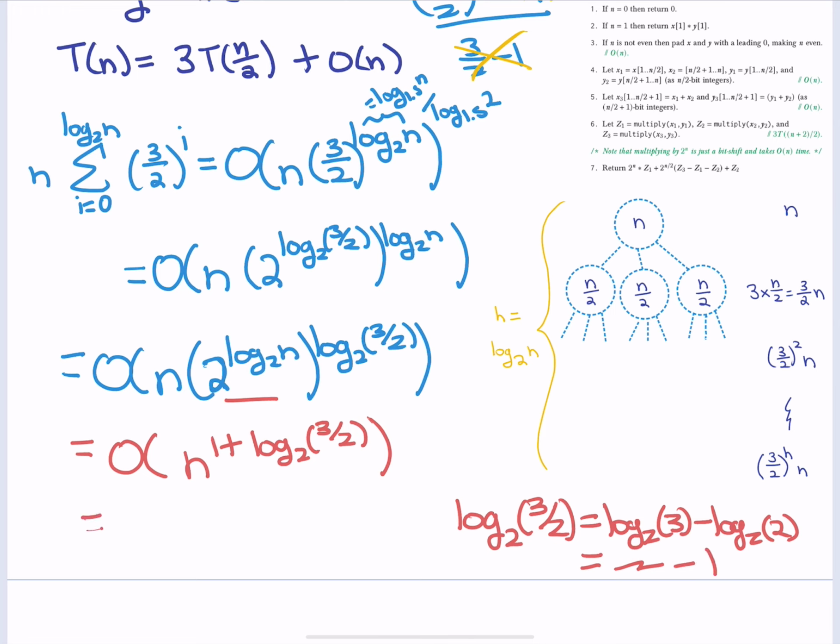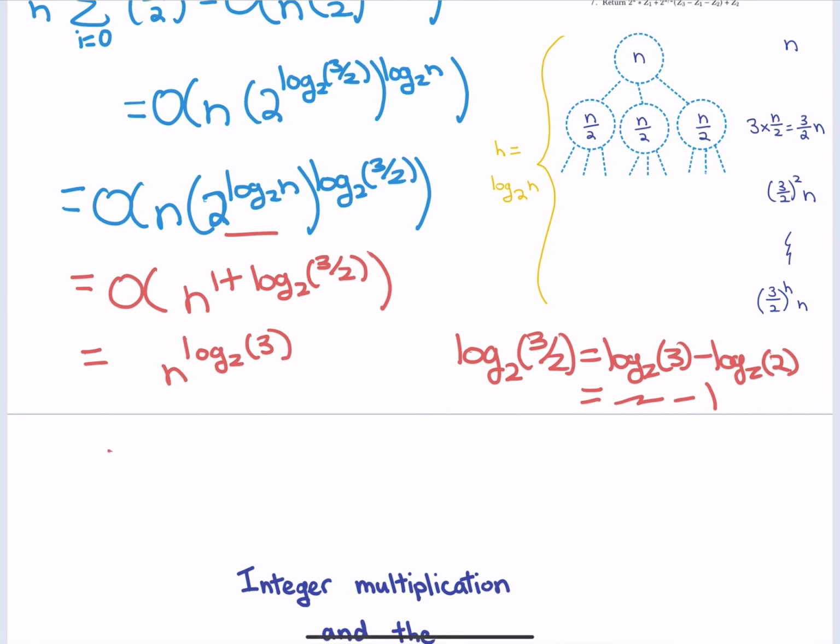So that cancels out with the 1 plus, and we're left with n to the log base 2 of 3. And n to the log base 2 of 3 is like n to the 1.585. So that's better than n squared. We've gone from n squared, an exponent of 2, to 1.585. We reduced the exponent. We have a better polynomial running time based on Karatsuba's trick. Very, very simple, cute trick.